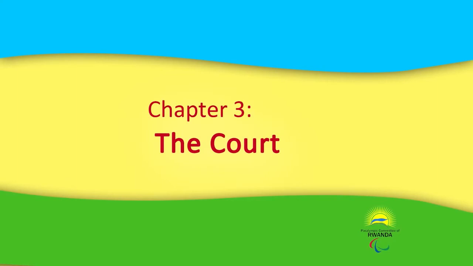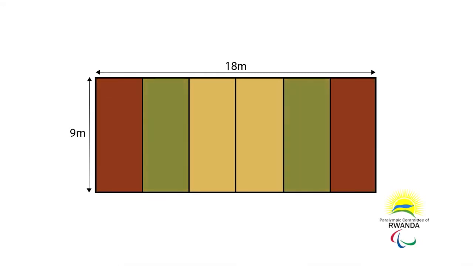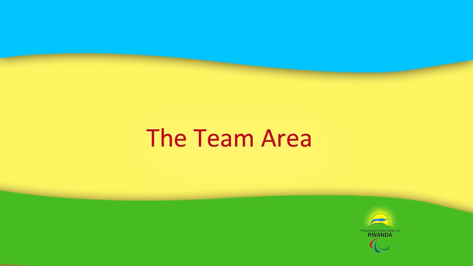Chapter 3: The court. The court of goalball consists of a rectangle 18 meters in length and 9 meters in width. There are 3 different areas on each side of the court. The team area.